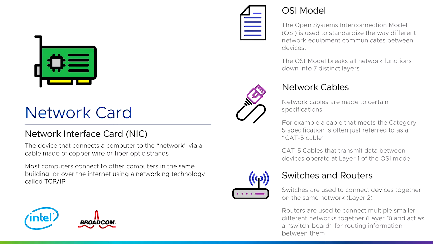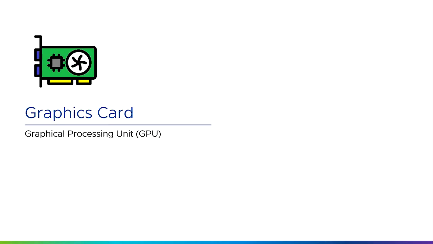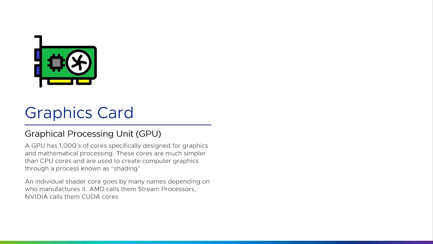So that's network cards. The next thing we have is graphics cards, or graphics processing units, or GPUs. A GPU is a little bit like a CPU, but this time it's got thousands of cores specifically designed for graphics and mathematical processing. Although it's got more cores, these cores are much simpler than CPU cores and are used to create computer graphics through something known as shading.